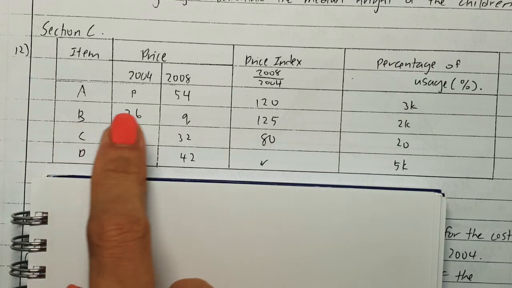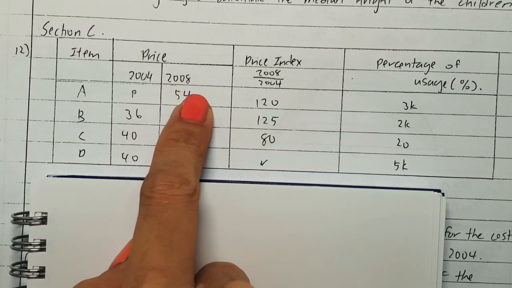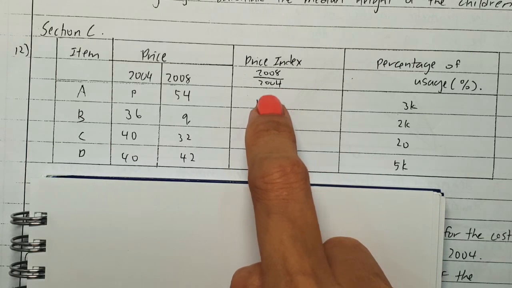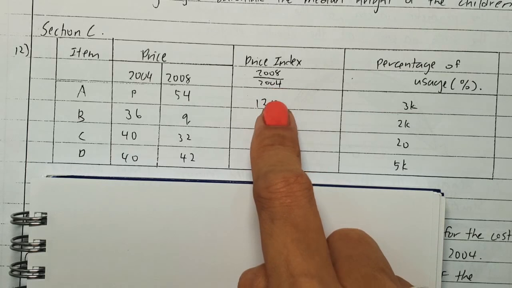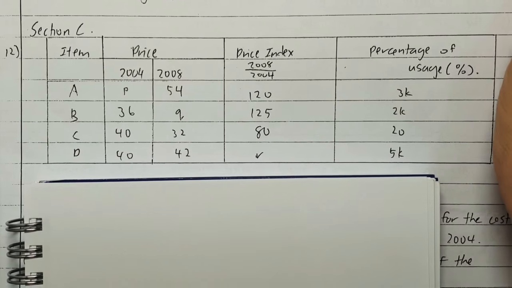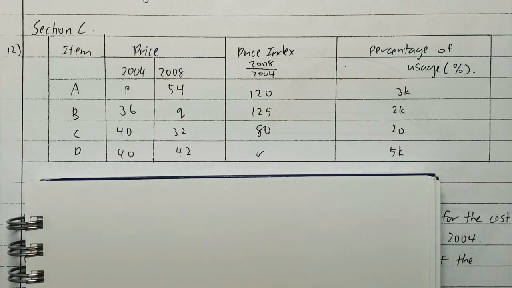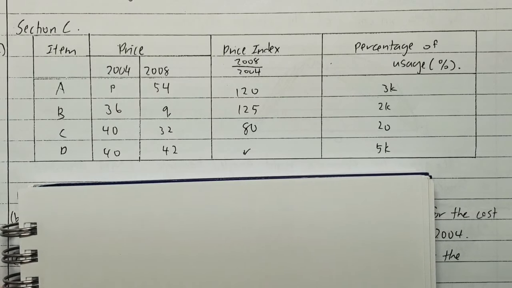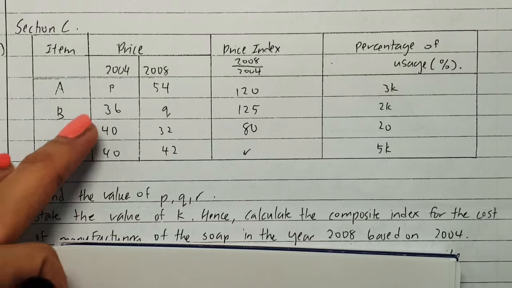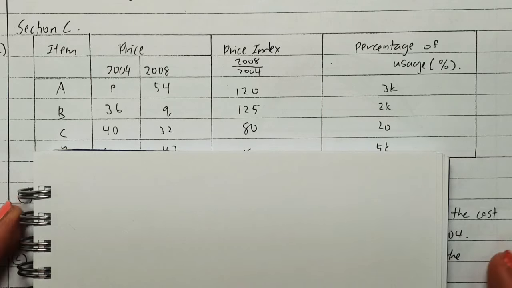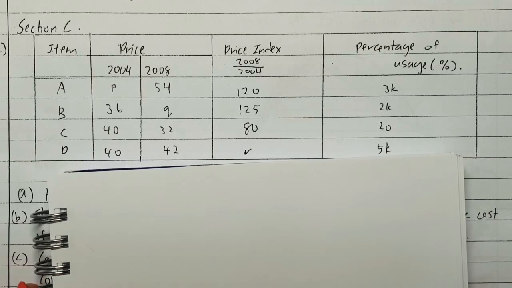We have the items, we have the price in 2004 and the price in 2008. We compare the price in 2008 compared to the year 2004, and this is the percentage of usage, which when we translate it in the terminology of index, that will be our weightage. Now, so let's start. What are we supposed to do with this information? Now, find the value of PQR.